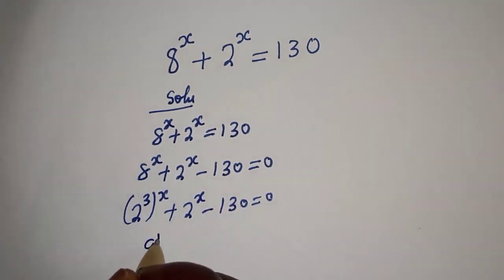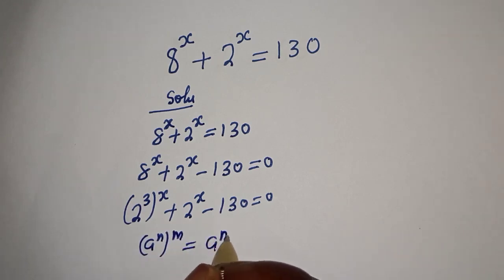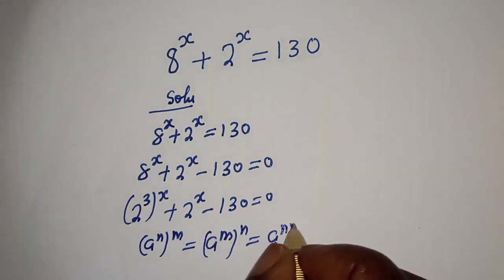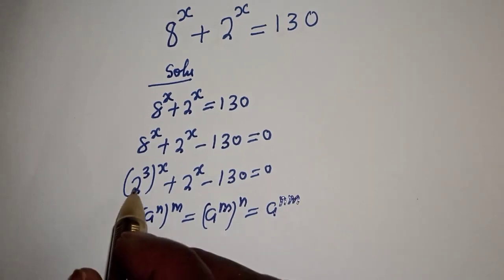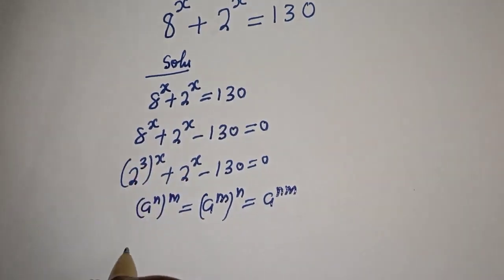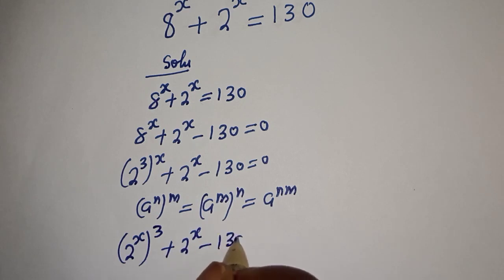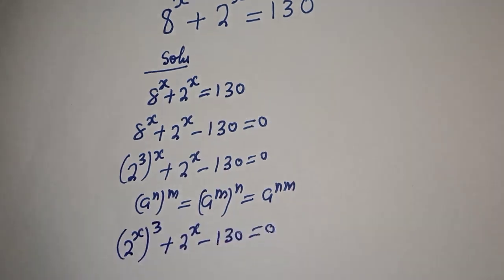If you have a raised to power n to the power of m, this is equal to a raised to power m to the power of n. This is equal to a raised to power nm. Then 2 raised to power 3 to the power of s can be written as 2 raised to power s raised to power of 3, plus 2 raised to power s minus 130 is equal to 0.